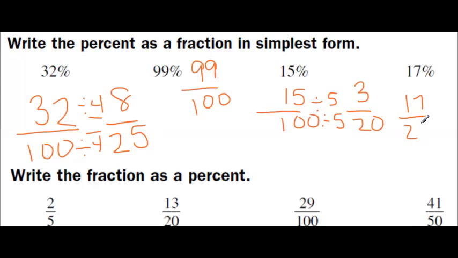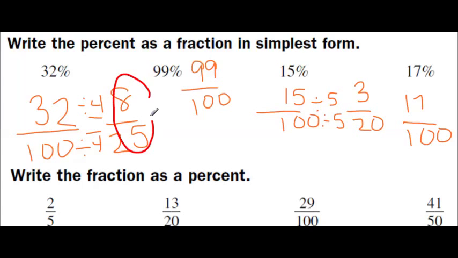17% is going to be 17 over 100, not 20, because 17 is a prime number. There's nothing it can be divided by besides itself and 1. So the final fraction form of 17% is 17 over 100.